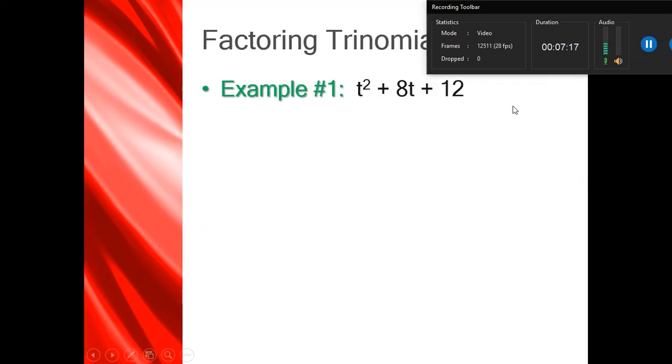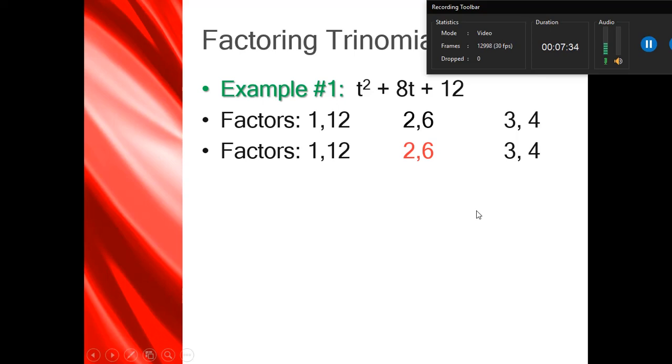All right, so let's try one. We want to list all the factors that multiply to 12. So starting at the beginning, I've got 3 sets, and now I want to select the set that will add up to positive 8. When you check this out, we can see that positive 2 and positive 6 will be the correct solution. So when I set up my 2 binomials, they'll both start with t, and then we'll use plus 2 and plus 6.